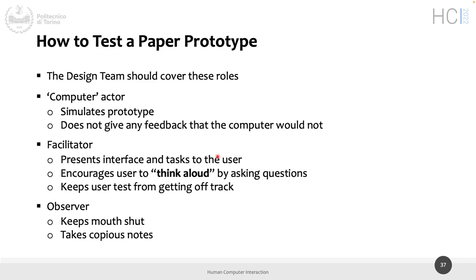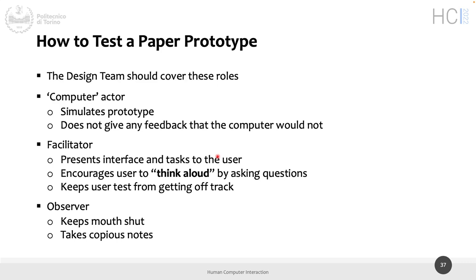So you must have tasks for the people to be done. People that will test the prototype, one at a time. And then the design team, that could be the project team, that can cover up to three different roles. One is mandatory, that is the computer, the one that moves the piece of paper, that simulates the prototype. And this person acts as the computer, so doesn't speak, just moves pieces of paper around like a computer would do.